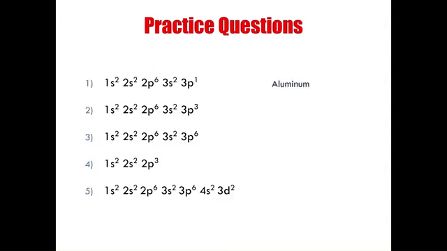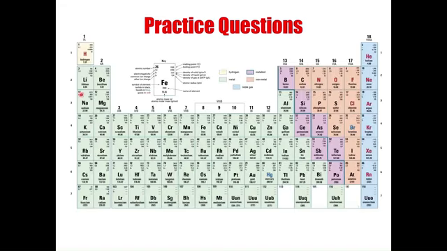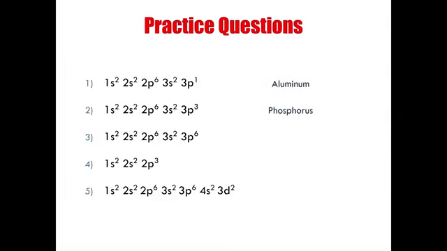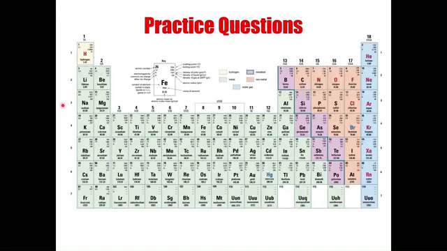The next, well, we're looking for 3p3, so the third element in the 3p orbitals. So third energy level, p block, 1, 2, 3, that element is phosphorus. Now we're looking for 3p6. So same thing, third energy level, 1, 2, 3, 4, 5, 6. That element is argon.